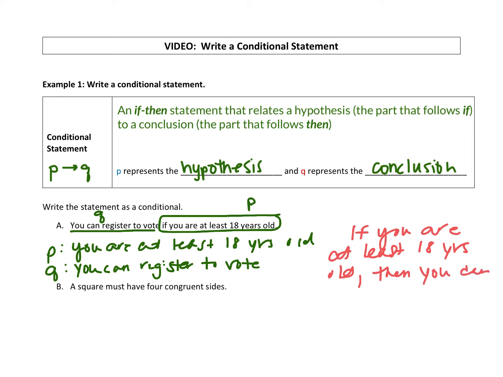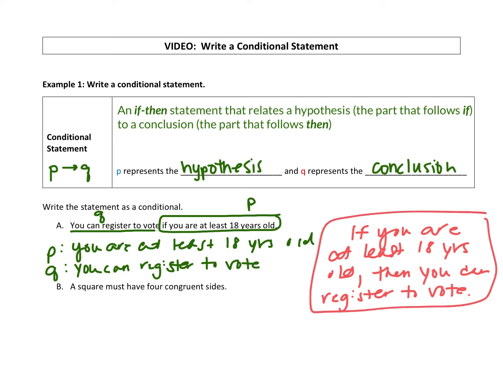you can register to vote. Oh, the stylus. I hate my stylus. I'll read that again because you probably can't read my handwriting. If you are at least 18 years old, comma, then you can register to vote. That says can. I couldn't even read it. All right, that's the conditional statement right there. If P, then Q.